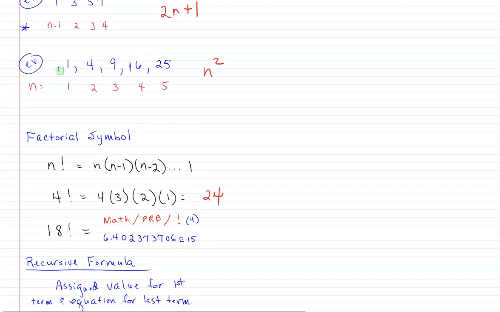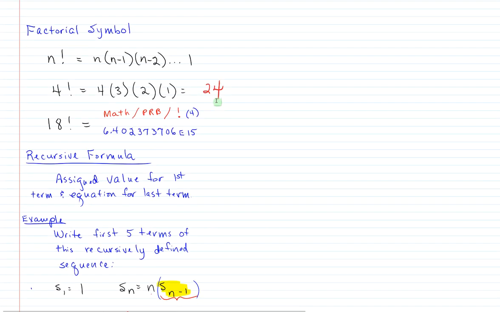All right, 1, 4, 9, 16, 25. When I see those, I think those are perfect squares. So when I write my 1, 2, 3, 4, 5 down here, I see that it is just n squared. So you won't have too many of those, but it's good to try to come up with the pattern.